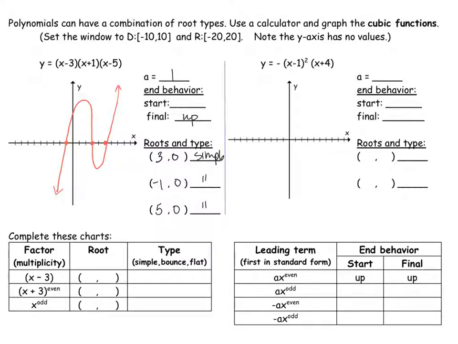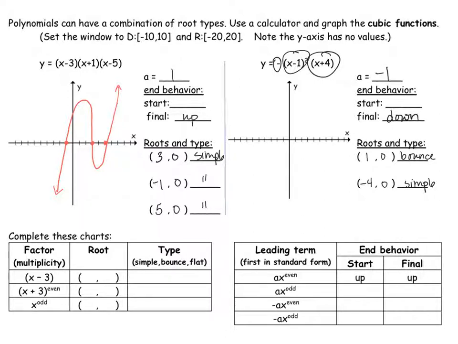The next one, I have an a value of -1, which I know means my end behavior is going to be down. Now, people do this in a lot of different ways. This is what works for me, so that's how I'm teaching it. But if you figure out something else that works better for you, then by all means, use it. So my roots here, x minus 1 squared, that factor is going to have a root of 1, 0. And it's going to be a bouncing root because of that squared. X plus 4, that factor is going to have a root of -4, 0, and that's just going to be simple because there is no exponent on it.